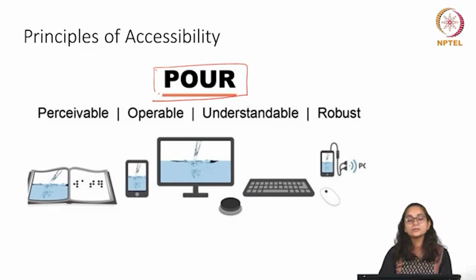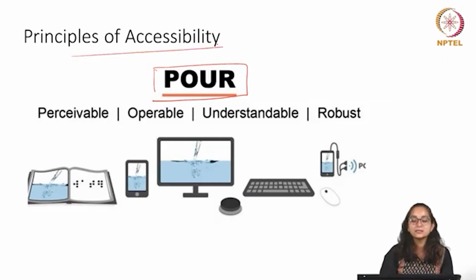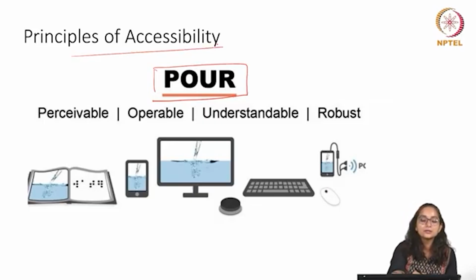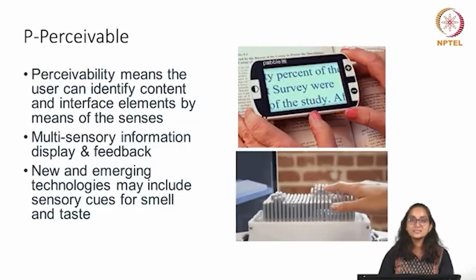It is very popular in digital accessibility, and they are called principles of accessibility, particularly for digital interfaces. So it stands for perceivable, operable, understandable, and robust. We will talk about each of these terms now separately in order to understand what they mean. So P stands for perceivable. What is the meaning of that?